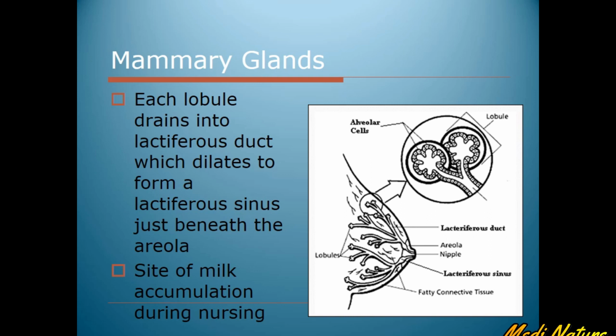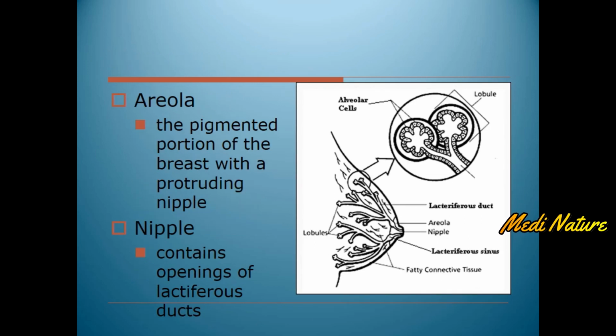Lactiferous ducts become dilated to form lactiferous sinuses. Lactiferous sinuses lie just beneath the areola, the blackish area around the nipple. The areola is the site of milk accumulation during nursing or breastfeeding. The areola is the pigmented portion of the breast with a protruding nipple. The nipple contains the openings of the lactiferous ducts.